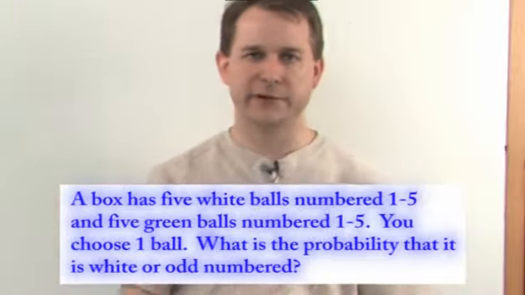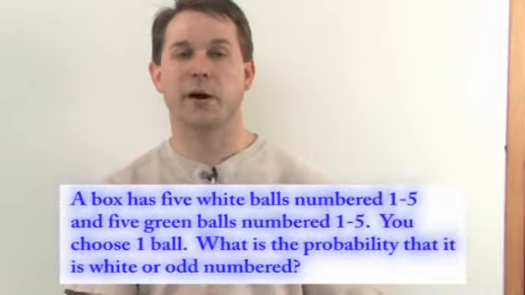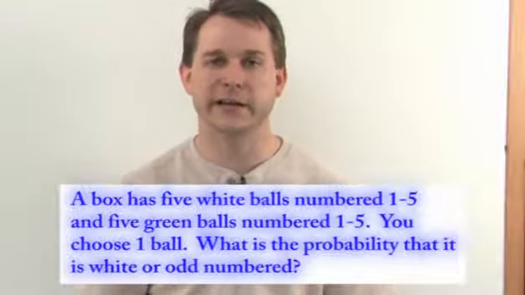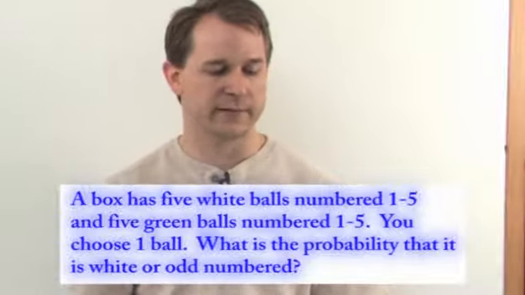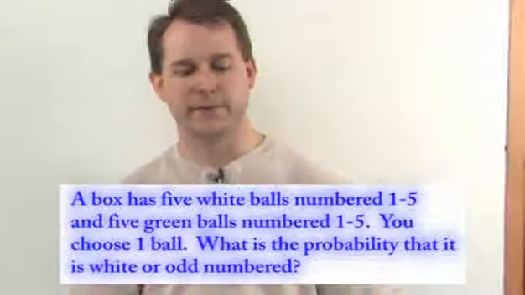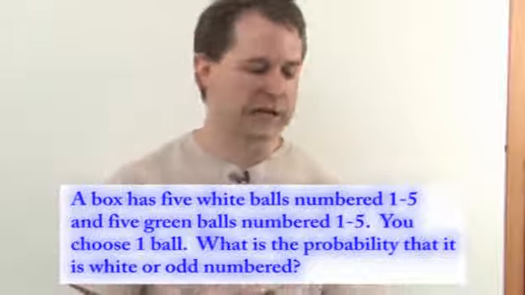So, a lot of information, same kind of thing, but you know that there's a couple of events going on and we're trying to find the probability that either one of these things happens. So it's an or problem. We're going to calculate the probability of the union of these two events. The box has 5 white balls, 1 to 5, 5 green balls, 1 to 5. What's the probability that it's white or that I've chosen an odd numbered ball?